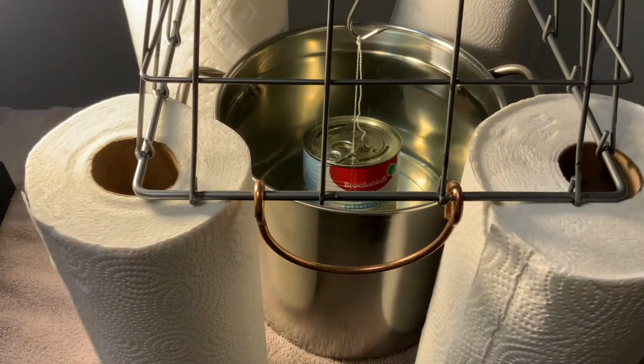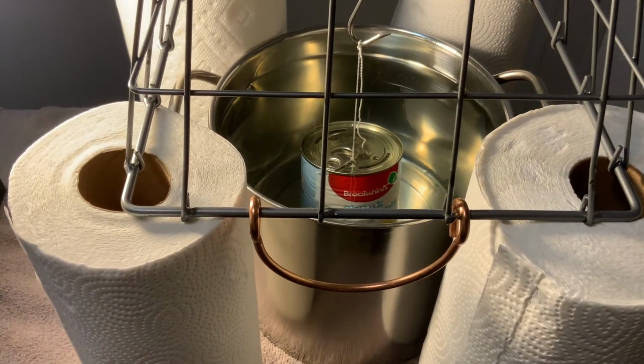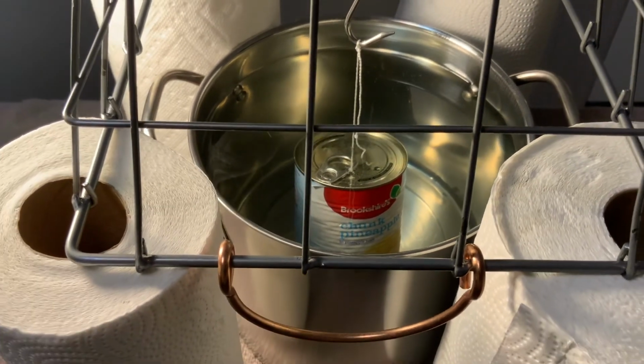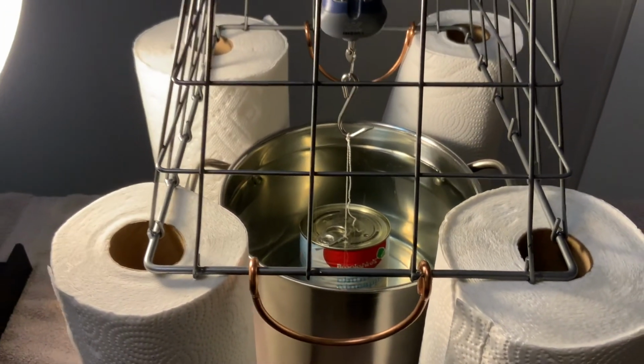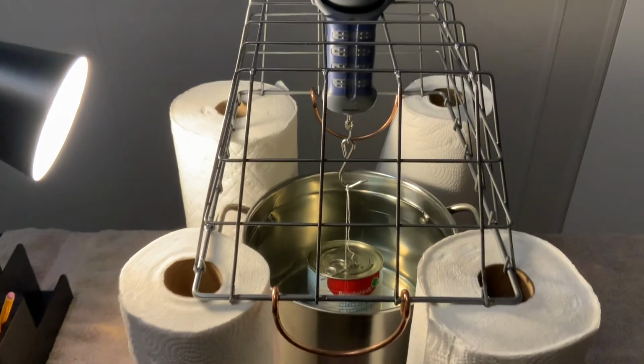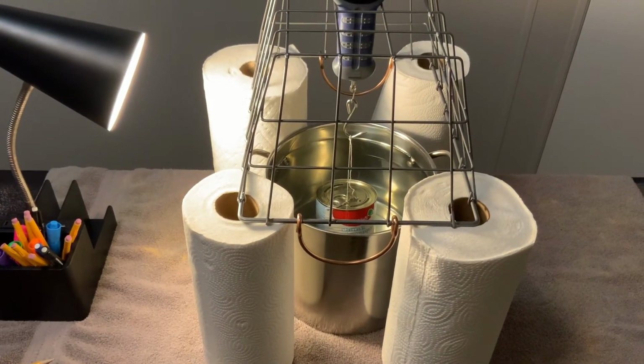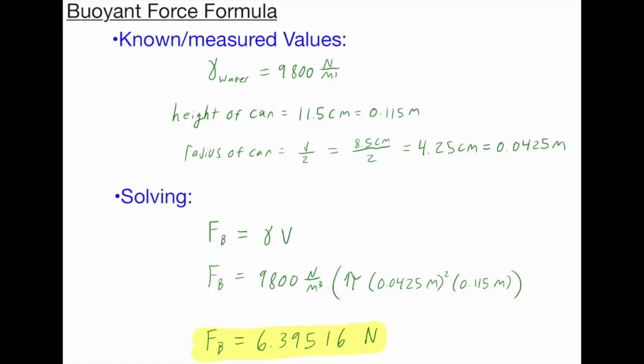So here's my setup. I have a pot filled with water and a can that is totally submerged but not touching the bottom, since it is being suspended by a string attached to a scale. The setup around the pot is used to make sure that there are no other forces on the can. First, I'm going to start with the buoyant force formula.